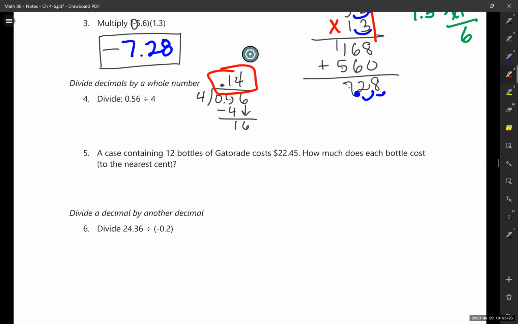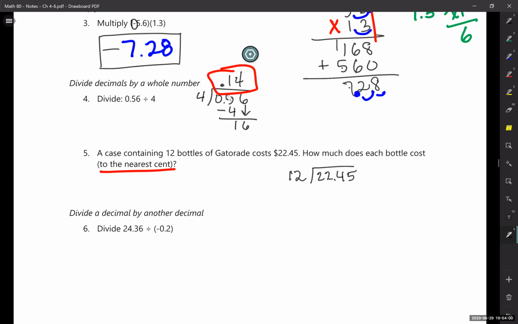Okay, so this next one, we have a case containing 12 bottles of Gatorade, costs $22.45. How much does each bottle cost to the nearest cent? So this, to the nearest cent, means, if necessary, we're going to round our answer. So I have 12 bottles, and I'm dividing them into the cost. And if you're not sure what goes where, the in and out little jingle does not work here because there's no fraction involved. So first off, I would just estimate.